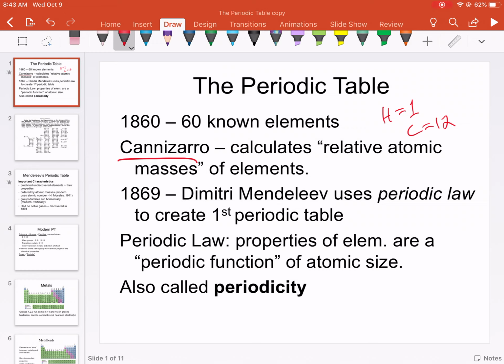of size, starting with hydrogen, then periodically you would have these repeating properties. So maybe every 8 or so elements, you would have an element that was very light and reactive and metallic, or whatever the properties were, but they would repeat every so often. So another name for periodic law is periodicity.